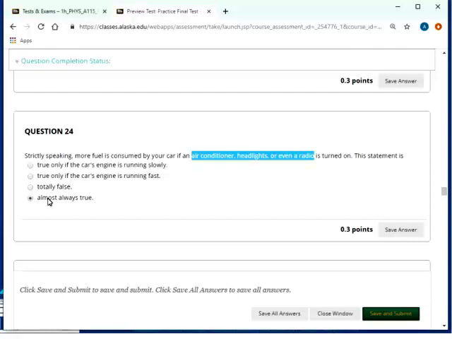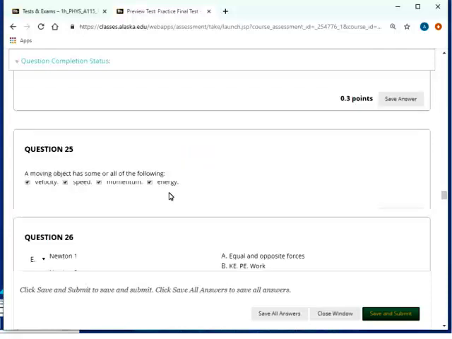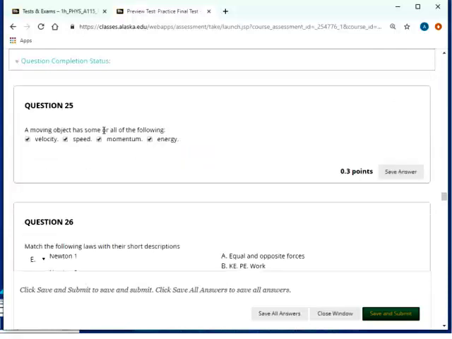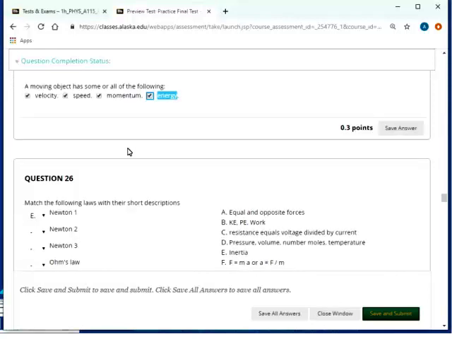Again, I don't get the word "almost." All right, a moving object. Some or all of the following. So it is moving. When it is moving, it has a certain amount of speed. Velocity is speed with direction. Momentum is mass times velocity. Energy, well, kinetic energy is 1/2 times mass times velocity squared. So any one of these. This here could be kinetic energy, but if I just write energy, that implies it could be kinetic energy. So all four are correct.